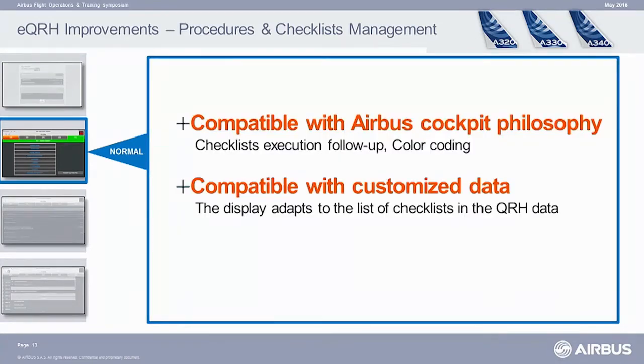So regarding the electronic QRH use for normal operations, you may keep in mind that the electronic checklist is designed to be completely integrated in your Airbus cockpit, either for checklist execution follow-up or for the color coding. And that the checklist will be compatible with your own data. When you customize the data, the electronic checklist will adapt to display your own data.